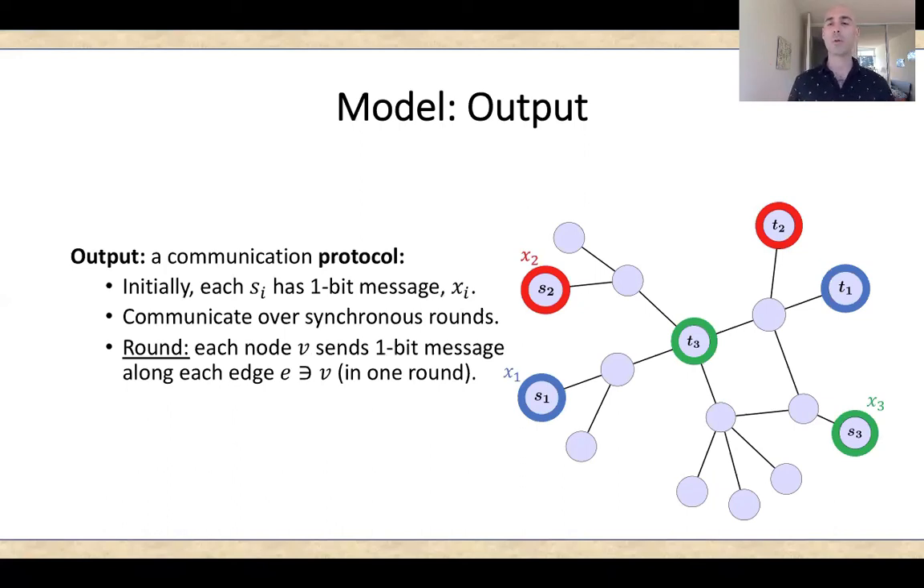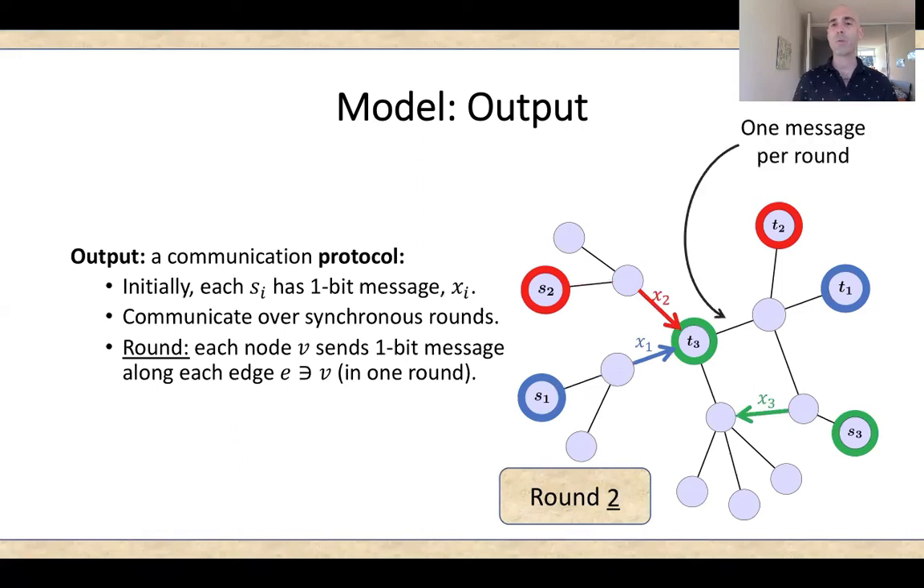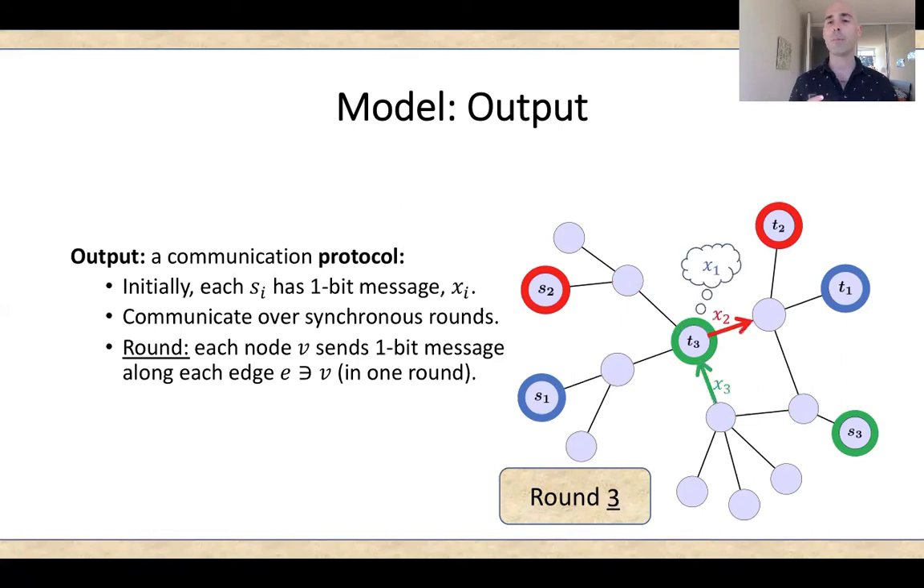So pictorially, such a protocol for the 3 unicast instance on the right might look as follows. In the first round, we'll have all these messages sent along the first edge of the shortest path. Second step will do the same. And then for round 3, you notice that we run into our congestion issue. We're only allowed to send 1 message per round. So what T3 is going to do is it's only going to send, say, X2, and it's going to remember X1 to send later. So by round 4, X2 has already cleared this link. And so X1 can be sent along this edge. By round 5, T1 will have received its message.